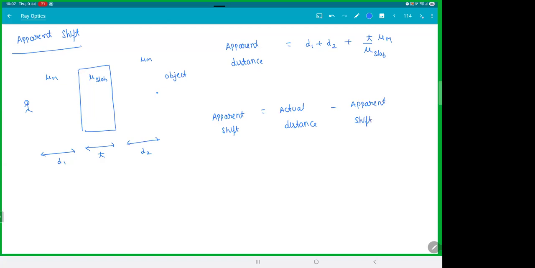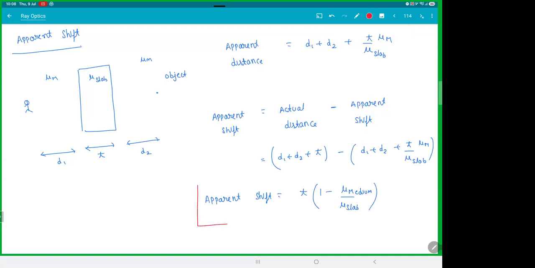Now when you subtract them, you can clearly see the actual distance is d1 plus d2 plus t. This was the actual distance. The apparent distance is d1 plus d2 plus t by mu slab into mu medium. This is even better formula because you can completely ignore all the other distances. And then you end up with the apparent shift will be t into 1 minus mu medium by mu slab. If you ask me, even a better formula there. So whenever I put a glass slab between you and the object, you think it got shifted by this much distance. Clear with this?